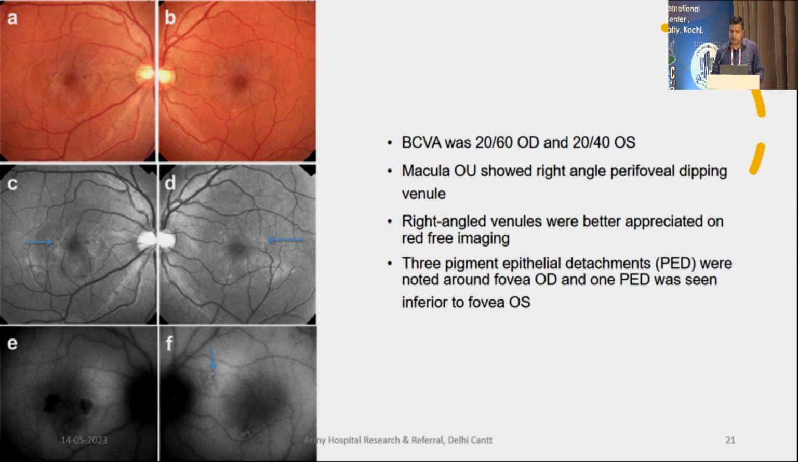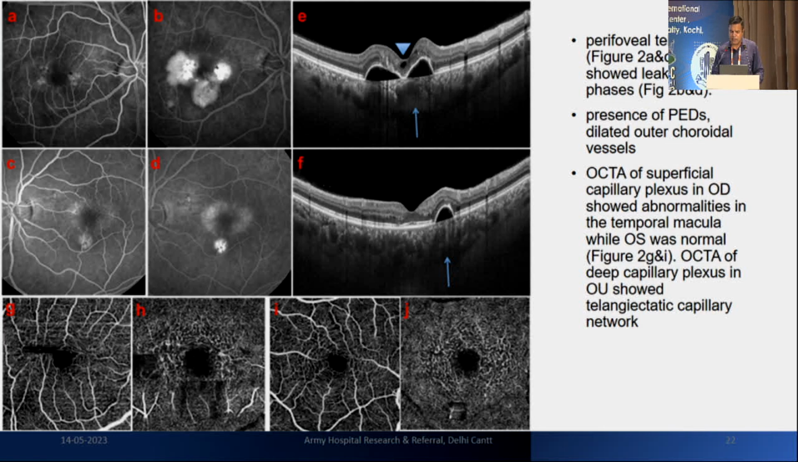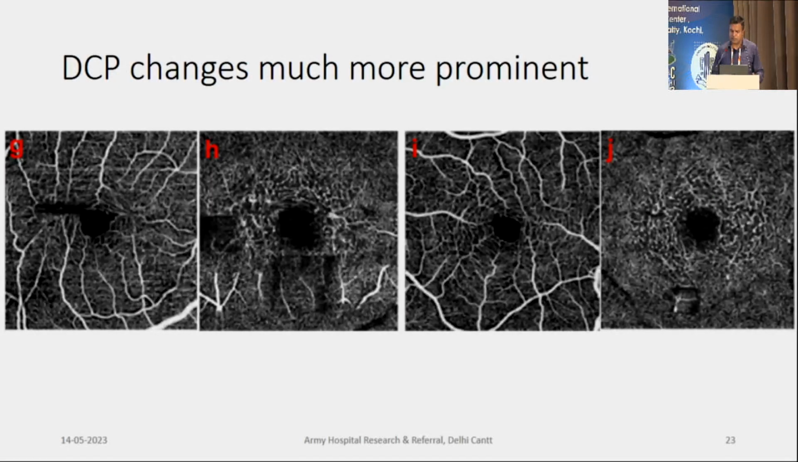So you saw a patient with 20/60 vision in the right eye and 20/40 vision in the left eye. You saw the right angle dipping venules. You saw few PEDs around the fovea. And the OCT tells you a mixed picture, whether, as Dr. Bowen was saying, it's a PCV or it's a CSC.